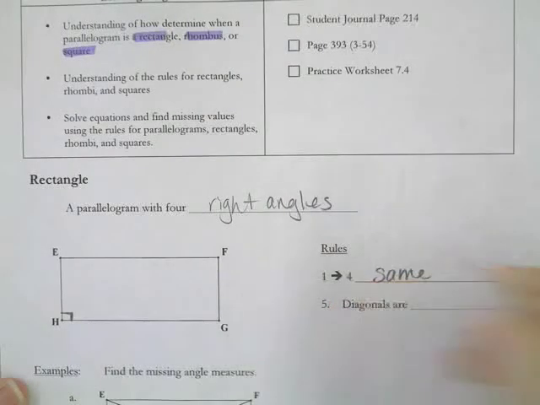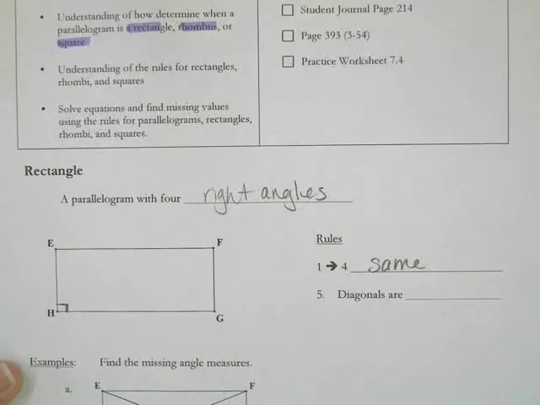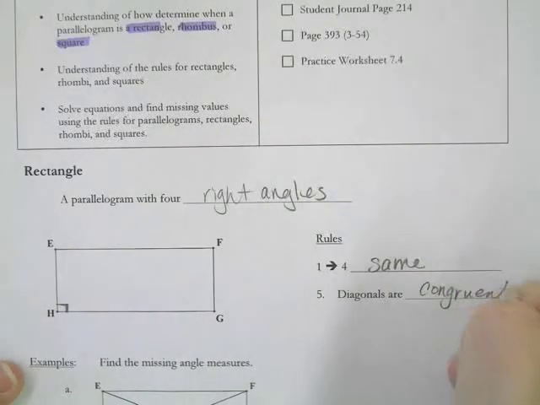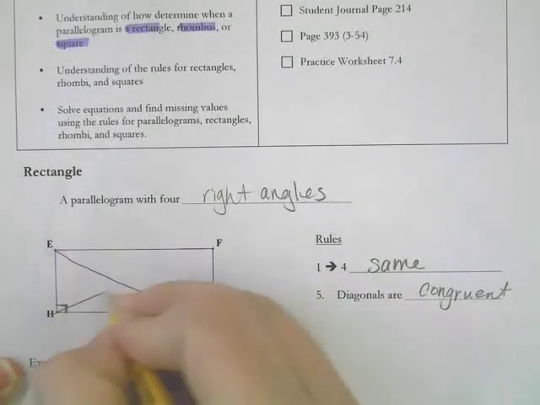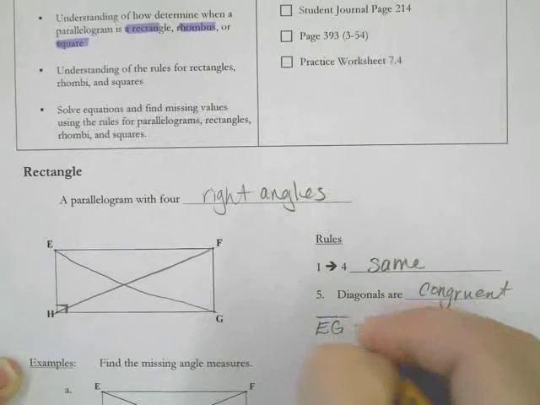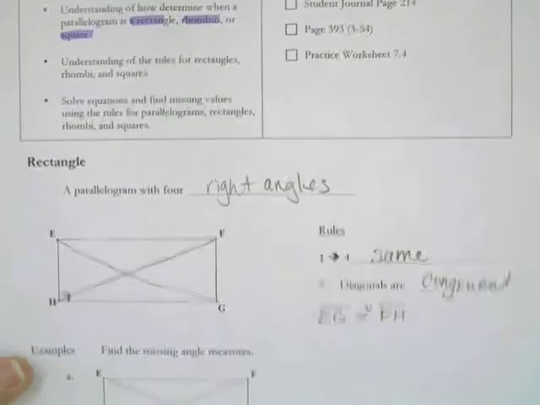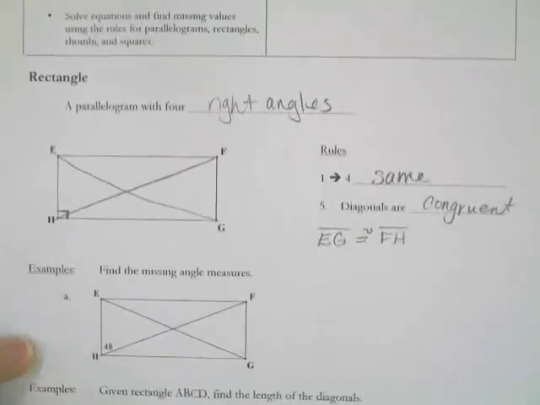There is one additional rule, and that additional rule is that the diagonals are congruent. So not only do they bisect, but they're the same measure. So EG is congruent to FH. So that's the one new rule you have for rectangles. Okay? So let's look at some examples for rectangles.